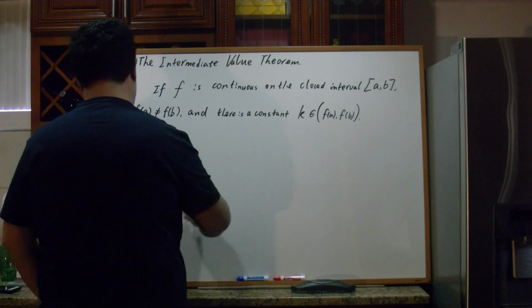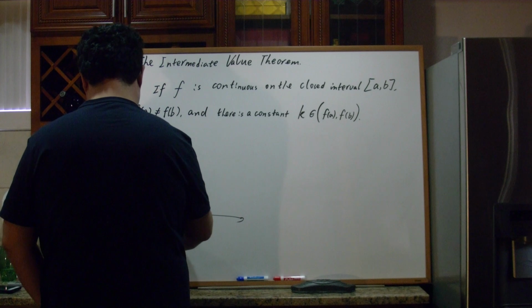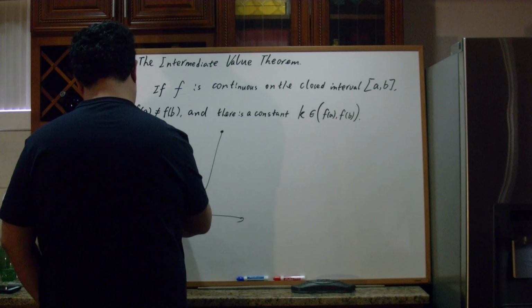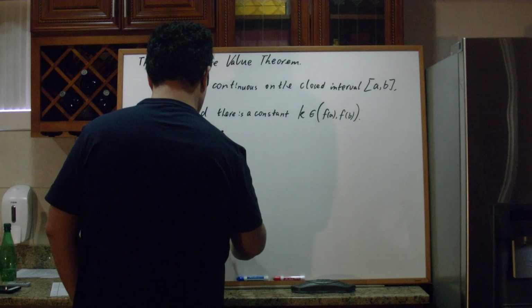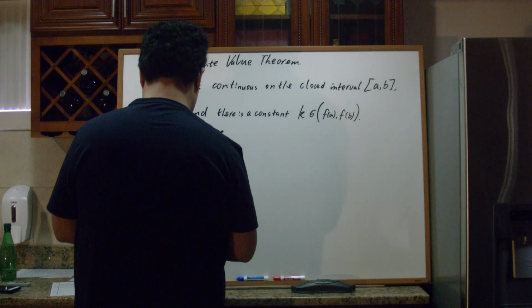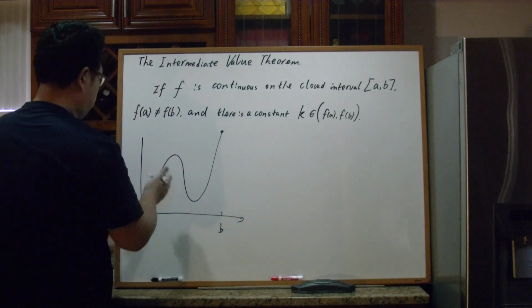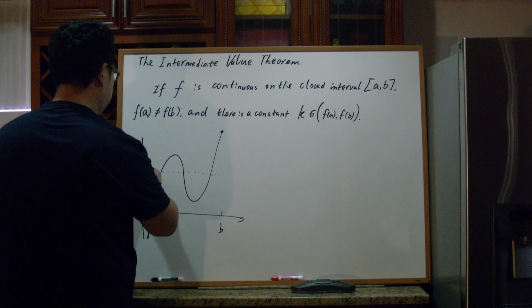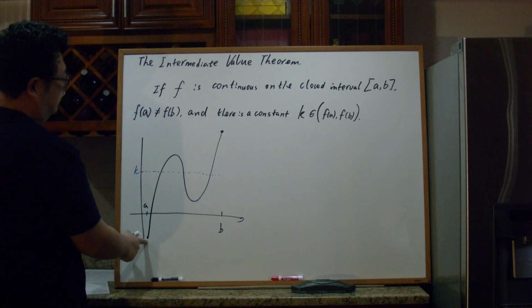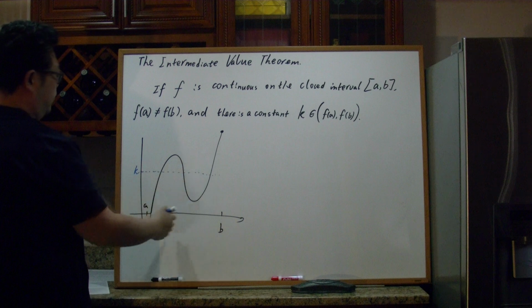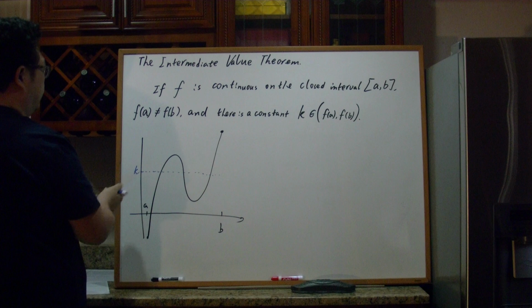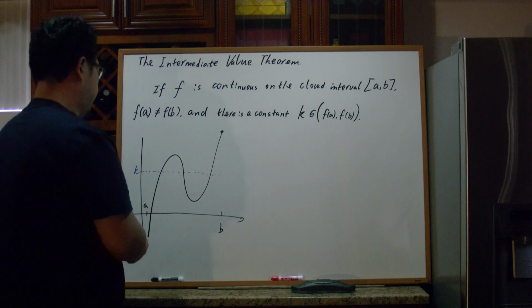Such a graph, and that is our k constant. F of a is bottom, f of b is up, and for any value in between f of a and f of b, there is a k on the y-axis.